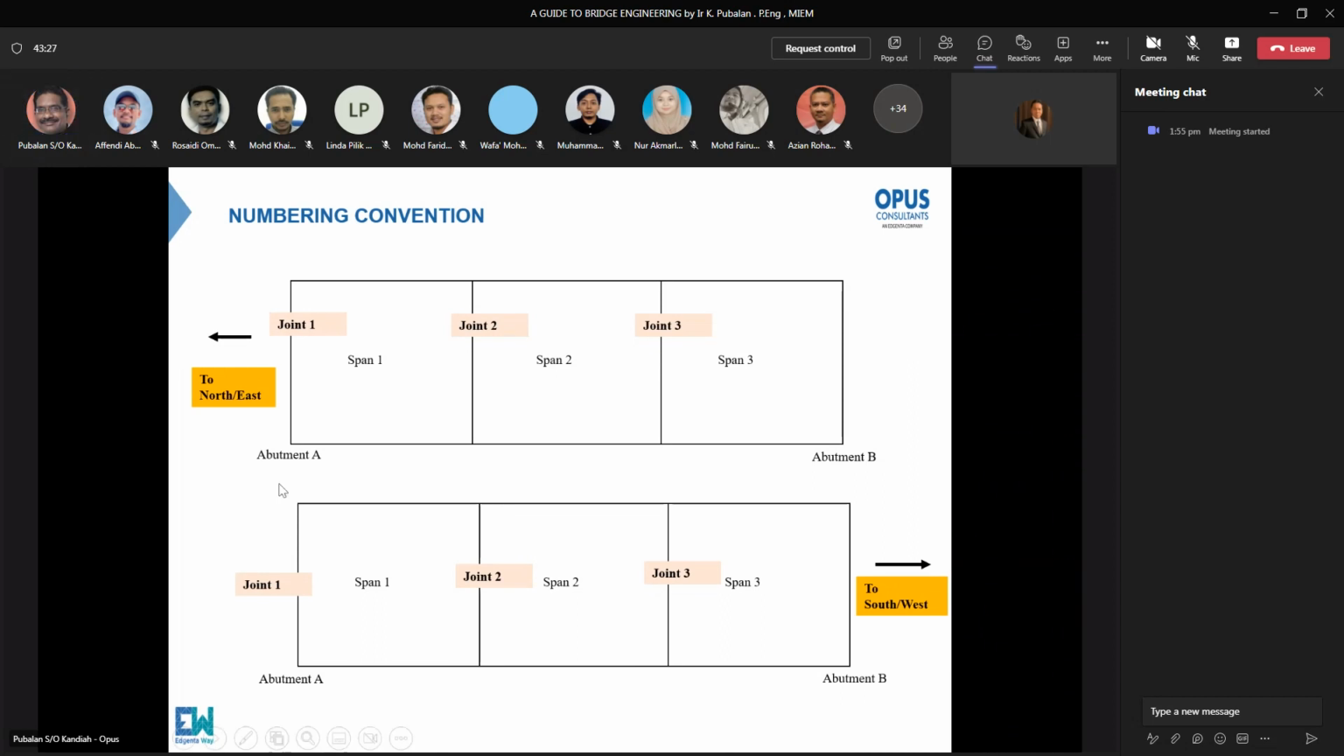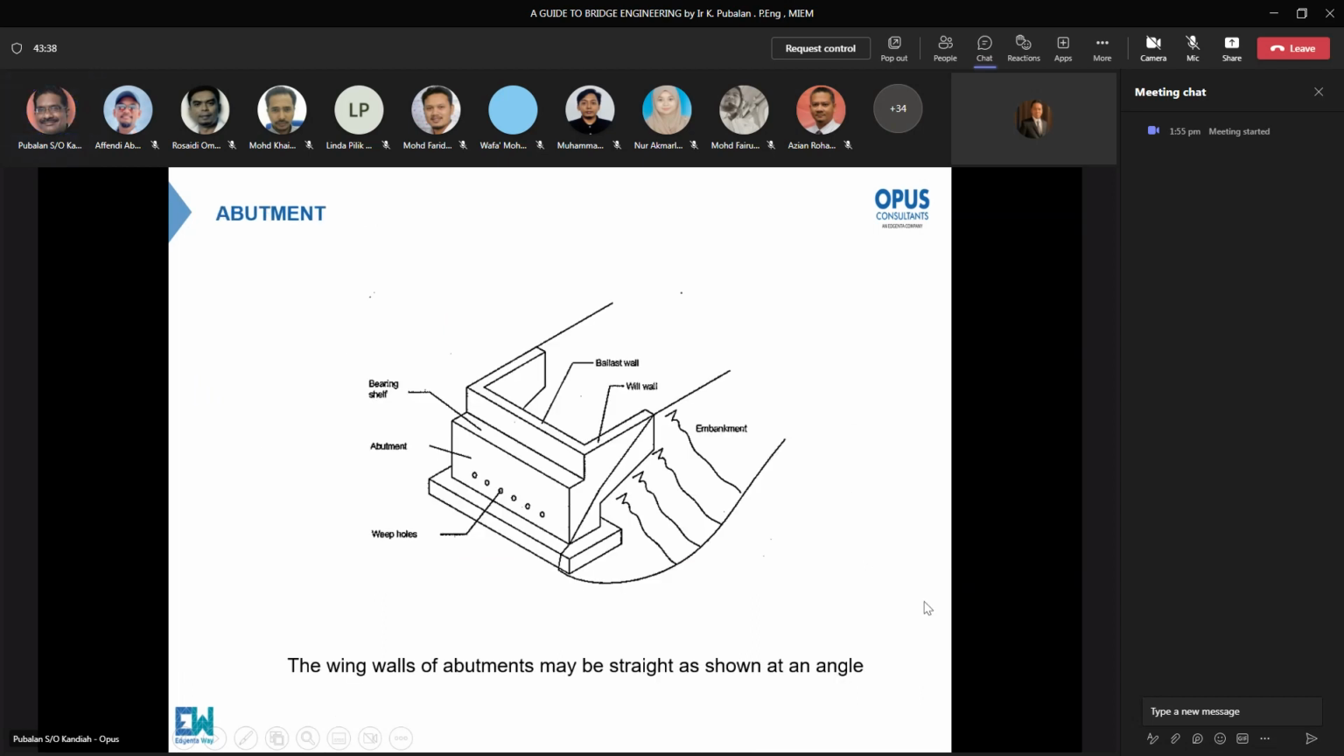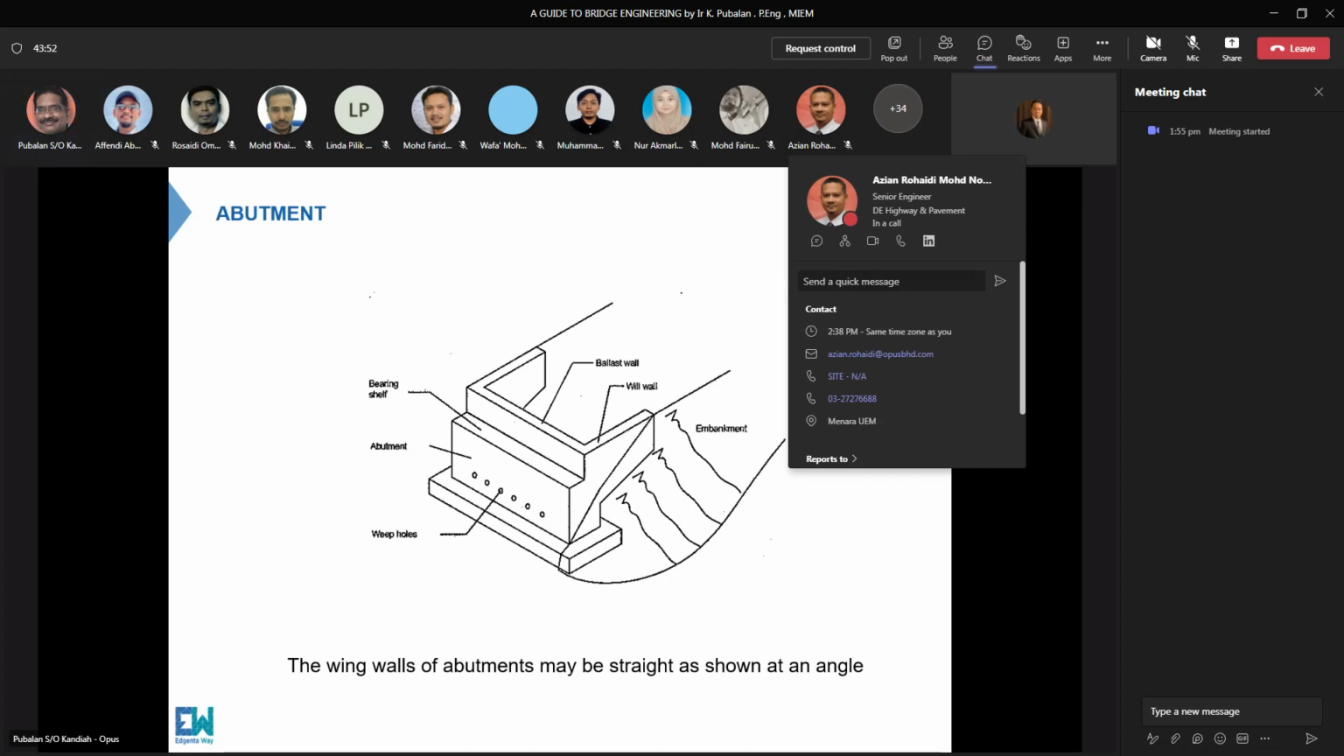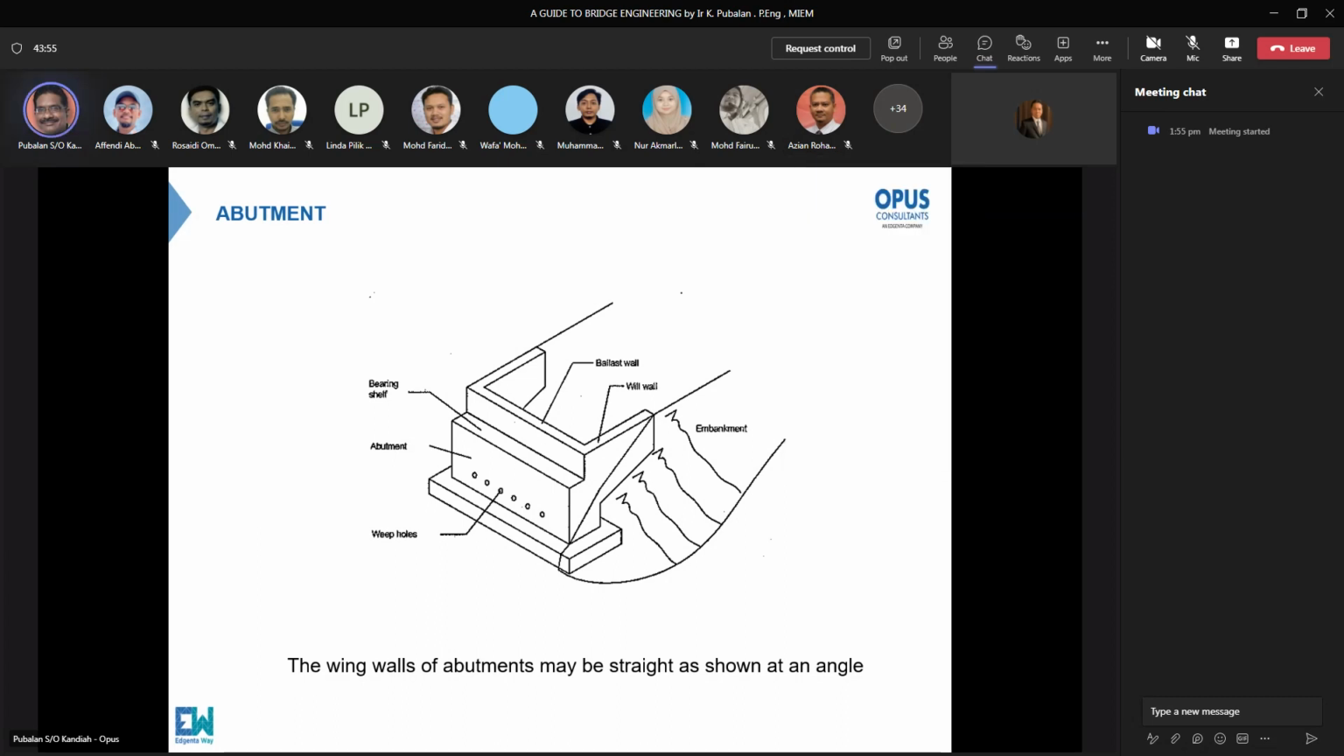Abutment A is either the north abutment or the east abutment. Abutment B is either the south abutment or the west abutment. This is how the abutment is. Okay, this abutment, is it a substructure or superstructure? Anyone can answer me on that? Substructure. Yeah, abutment is a substructure. Why is it a substructure? Because it is connected to members which are directly connected to the piles or whatever foundation they have.